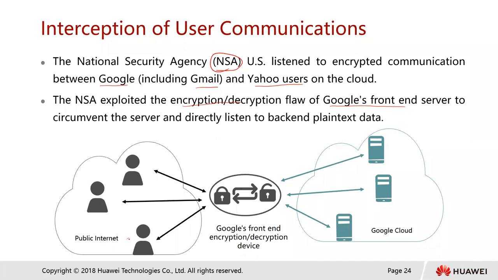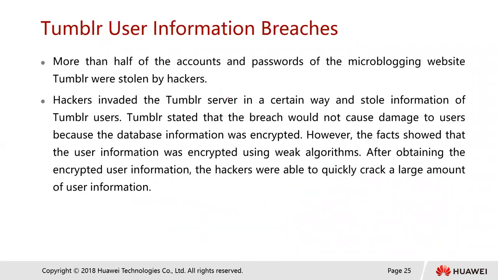We have our public internet, and we are using this to send ourselves emails. But the NSA, the security agents, was able to exploit a vulnerability from our Google Cloud, and it was able to listen and read those messages. And that is dangerous, and it's not allowed because we signed a privacy protection policy with Google, and they promised to keep our data safe. And that was then. So the Tumblr user information breaches: more than half of the accounts and passwords of the microblogging website called Tumblr were stolen by hackers.